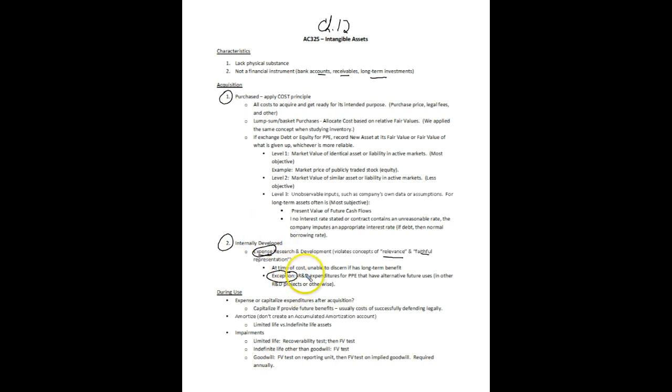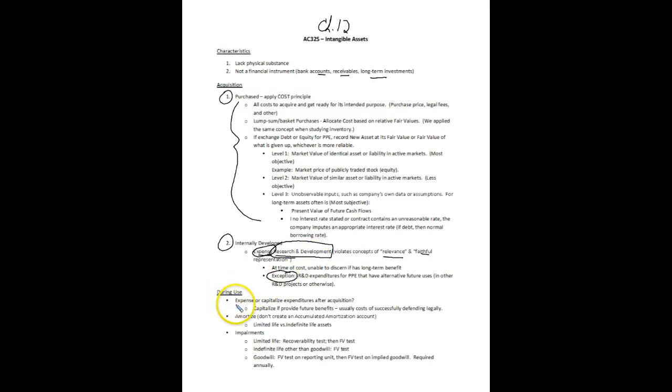Okay, so if it's internally developed, essentially that gets expensed if it's in the research and development phase. If we purchase it outright, we apply the cost principle: all costs to acquire it and get it ready for its intended purpose. So that usually includes those particular costs. And then all of this really is the same cost principle we went over with inventory. It's the same cost principle we went over with property, plant, and equipment.